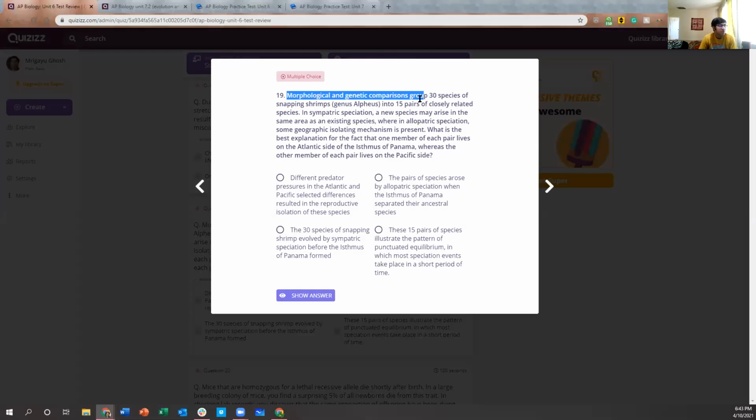Morphological and genetic comparisons group 30 species of snapping shrimps into 15 pairs of closely related species. Okay, so we have morphological and genetic comparisons, and they're grouping 30 species of shrimps into 15 pairs, okay? In sympatric speciation, a new species may arise in the same area as an existing species, whereas in allopatric, we talked about how there's a geographic barrier. What is the best explanation for the fact that one member of each pair lives on the Atlantic side of the Isthmus of Panama, whereas the other member of each pair lives on the Pacific side?